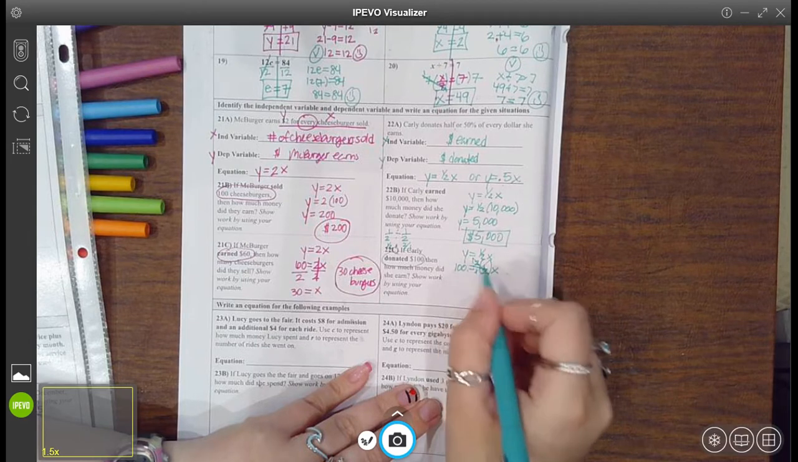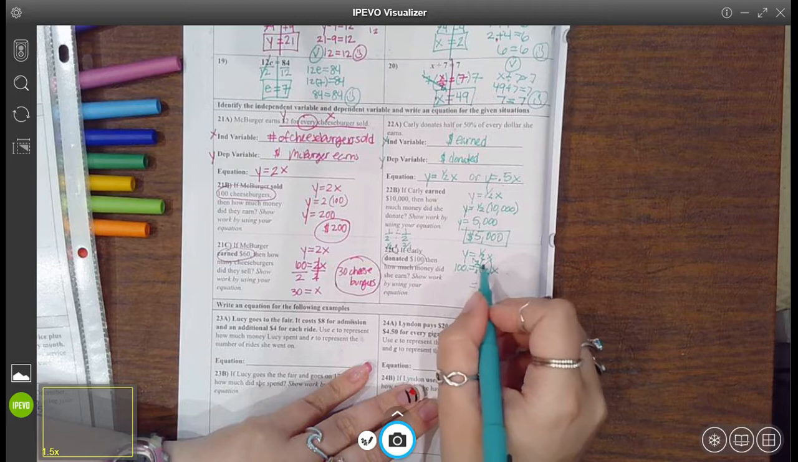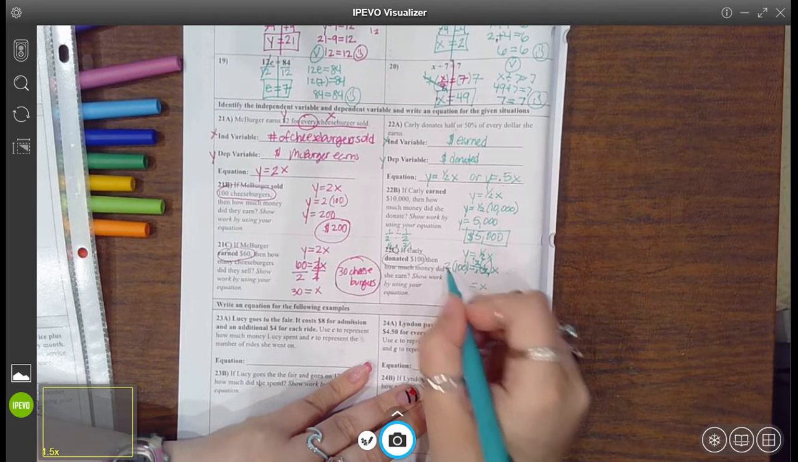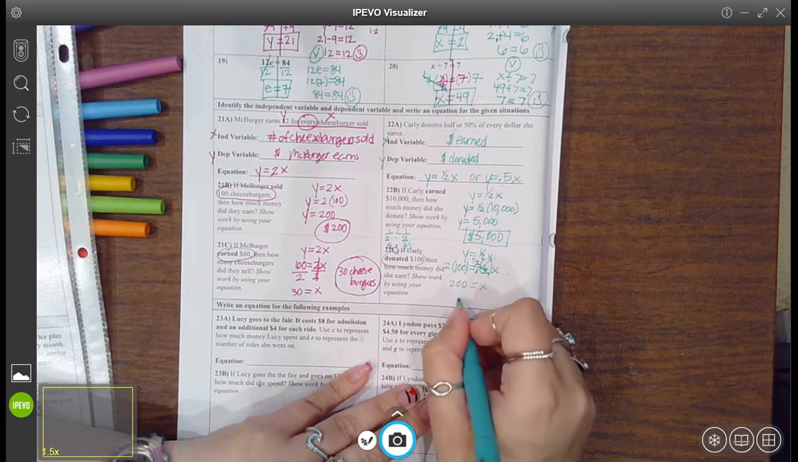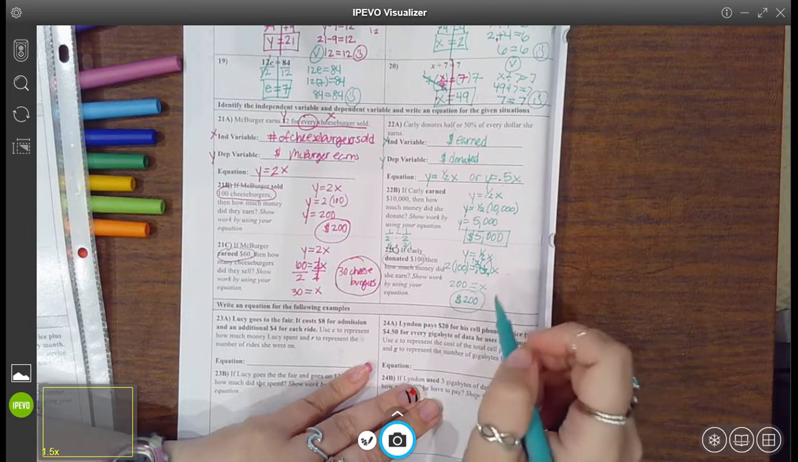2 and 2 become 1, and you have 1x, right? Whatever you do to one side, you do to the other. I multiplied this side by 2/1, or 2. So I'm going to multiply this side by 2. 2 times 100 is 200. So she would have had to make $200 in order to donate 100.